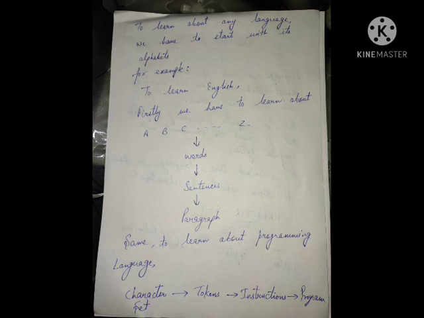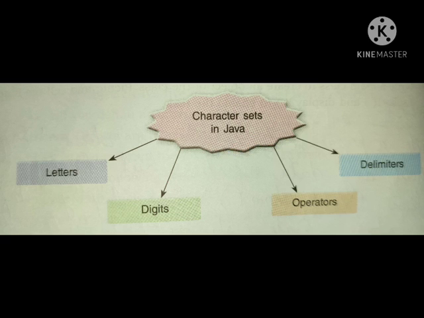After learning the alphabets, we learn the words, how to make words like cat, rat. After learning the words, we can make sentences, like this is a book, this is a chair. And after the sentences, we can make paragraphs of that language. In the same way, to learn a programming language, we first have to discuss the character set, and after that we can learn about tokens, and then we can make instructions, and after writing the instructions we can make our program.